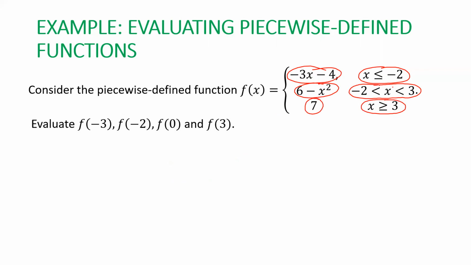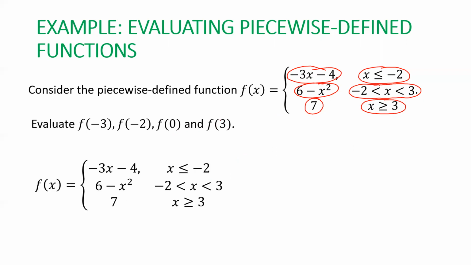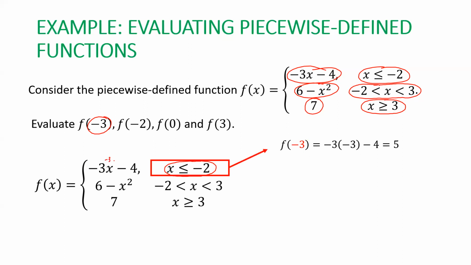So let's evaluate f of negative 3, f of negative 2, f of 0, and f of 3. So first, we have f of negative 3. And since x is equal to negative 3, that must be in the first subinterval. So f of negative 3 is equal to negative 3 times negative 3 minus 4, which is positive 5.